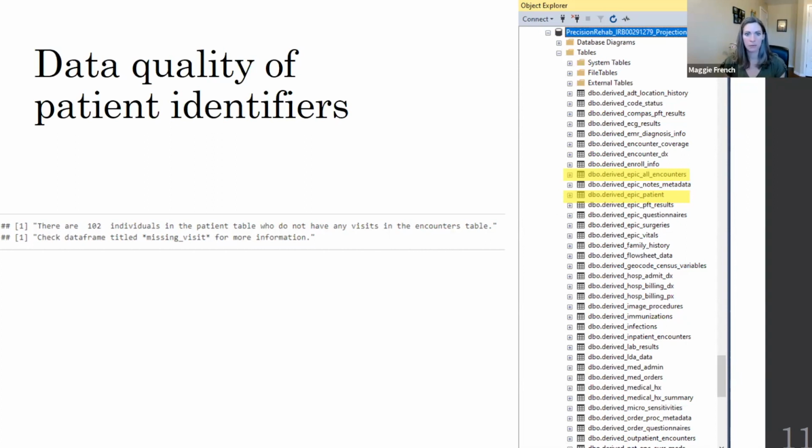And this is an example of conformance because we expect the people who are in our repository to have an observation within that encounter table. Because they don't, it indicates that there's some sort of issue with the structure or the format of the data.